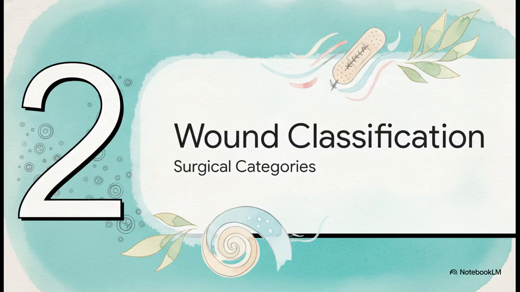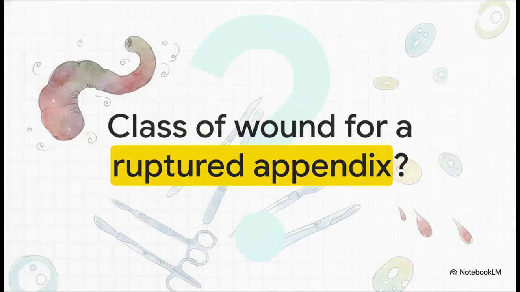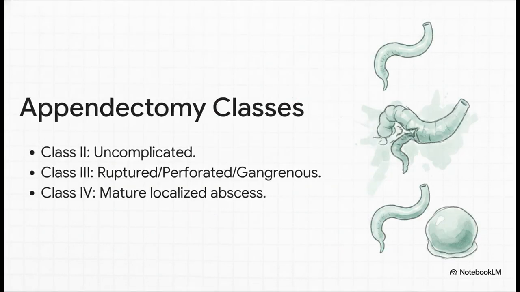Section 2. Surgical Wound Classification. Question 22. An emergency appendectomy performed for a ruptured gangrenous appendix is classified as which type of surgical wound? The correct classification is C, Class 3, contaminated. This is because it involves a ruptured viscus, but crucially without a mature abscess.